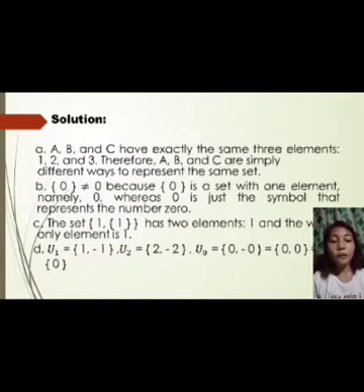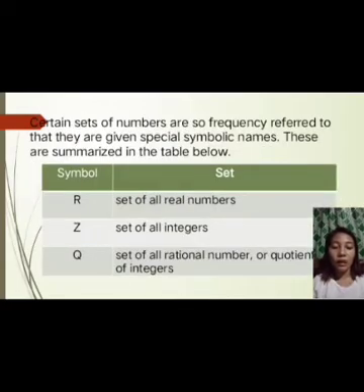Certain sets of numbers are so frequently referred to that they are given special symbolic names. They are summarized in the table below. Symbol R is the set of all real numbers. Z is the set of all integers. Q is the set of rational numbers, or quotients of integers.